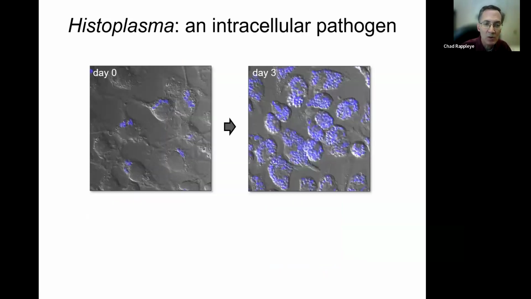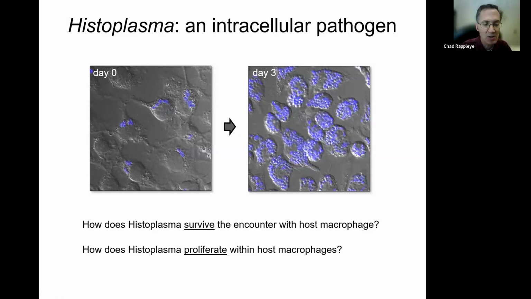The second one is what I'm going to focus mostly on today, and that is histoplasma lives within the very immune cells that are designed to eliminate fungal pathogens. So this is just an image right here. These are macrophage cells. Histoplasma is highlighted in blue at day 0. You can see that a number of the macrophages have been infected. But by day 3, those macrophages are just teeming with a number of histoplasma yeast because they've continued to replicate instead of being controlled.